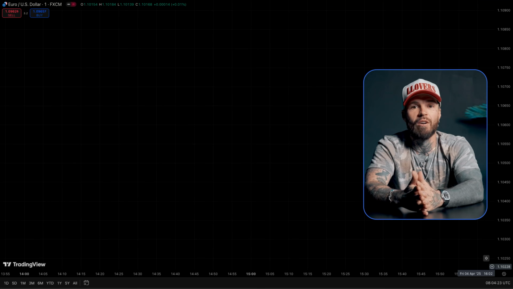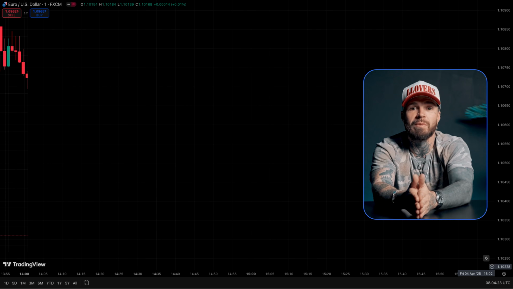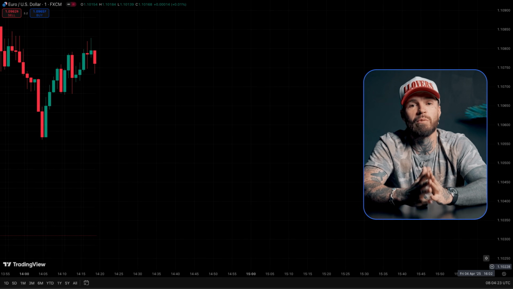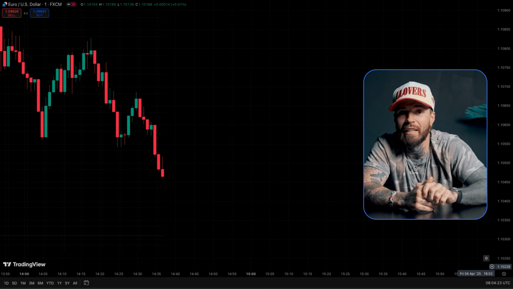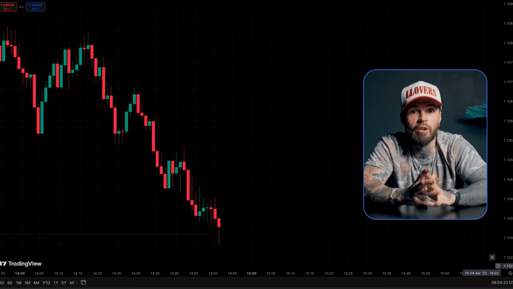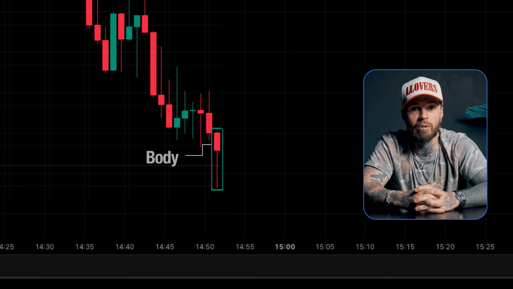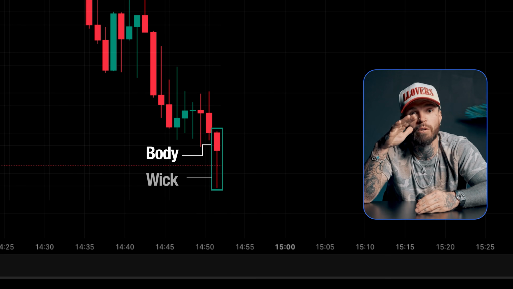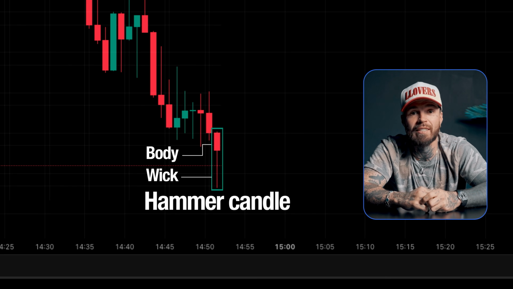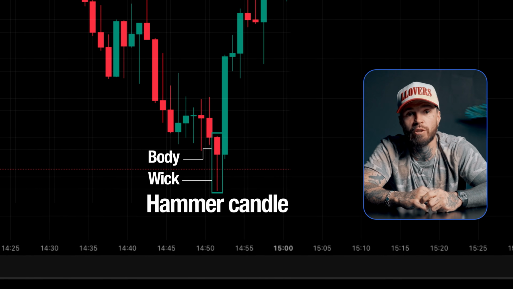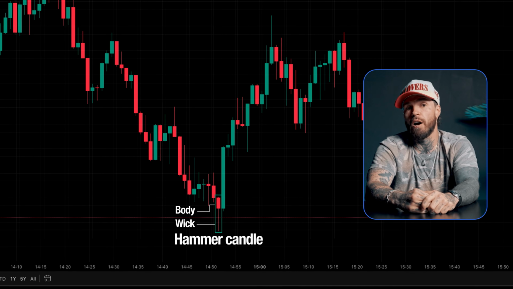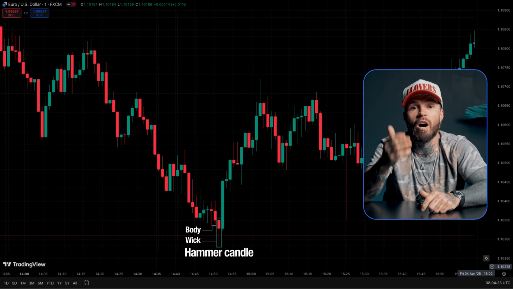The hammer candle. Buyers are fighting back. Now, let's flip the scenario. Imagine the market's been tanking, red candles everywhere. Everyone's panicking, selling everything like the world is ending. But then, boom, a new candle forms. It looks like a hammer, tiny little body, huge wick on the bottom. This is called a hammer candle, and it's the opposite of a shooting star. It tells you that the price dropped hard, but now buyers are coming in and said, nah, we're not done yet. This candle is a sign that a reversal may be coming. It means sellers tried to drive the price lower, but the buyers fought back and pushed it back up before the candle closed.